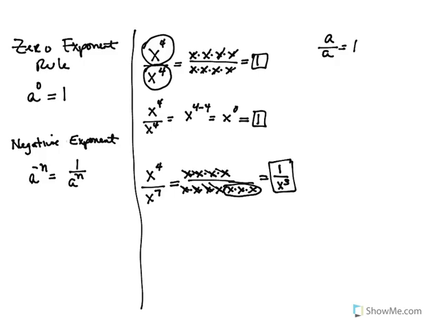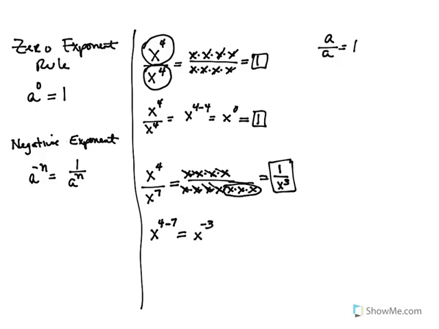Now, if we were to apply the quotient rule, because it's division, right? Quotient, divide. So if we were to do the quotient rule, we have x to the fourth over x to the seventh. And so the quotient rule says that you subtract. So you have the top exponent minus the bottom exponent. So when we do that, we get x to the negative 3.